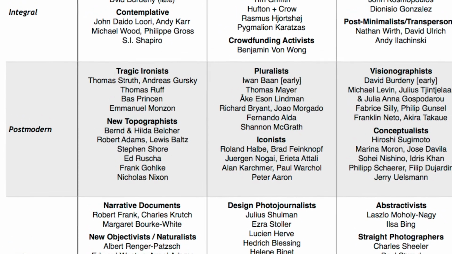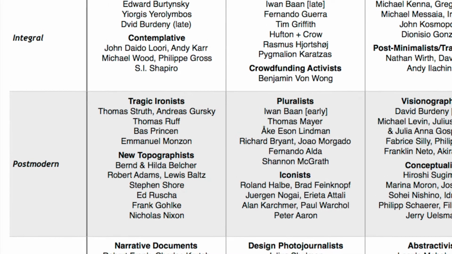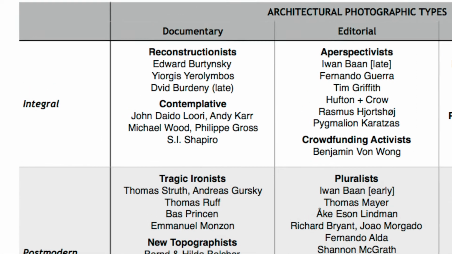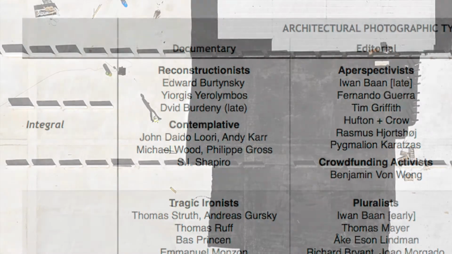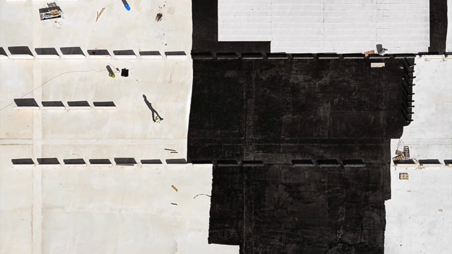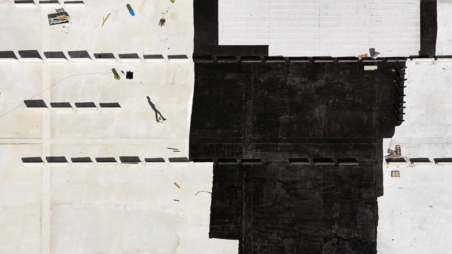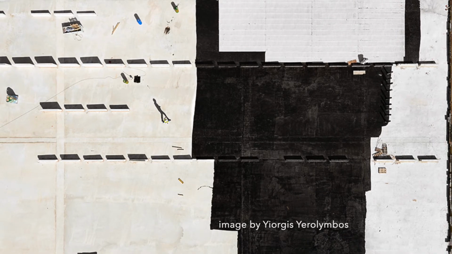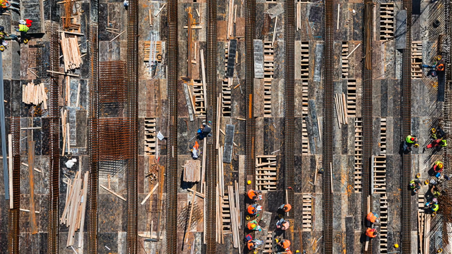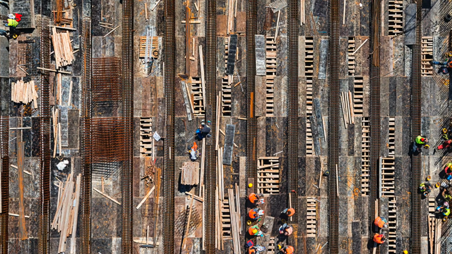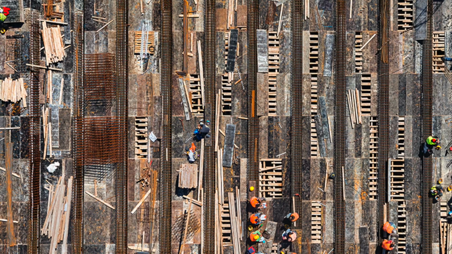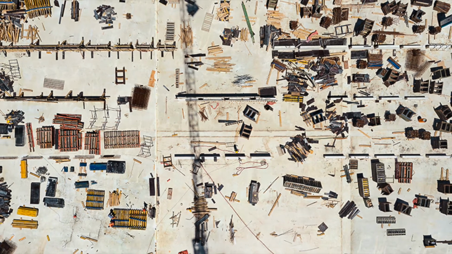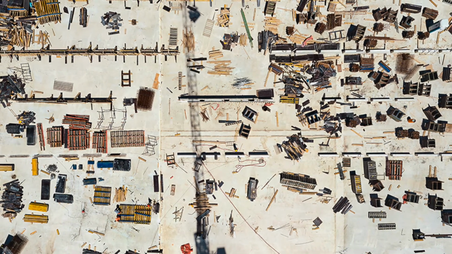So when we take the integral and intersect it with documentary, we put these photographers into different realms. We call these the reconstructionists. This is an image from Yiorgis Yerolymbos. He's taking a picture of this famous, amazing cultural center designed by Renzo Piano in Athens. What he does is he gets on top of the construction crane, 100 meters up, and for 6 years, he's photographing looking straight down, what we call an orthographic view. And so it's both objective about the construction process, and as you can see, did you know that was a building? Right? It's also a kind of abstract composition.